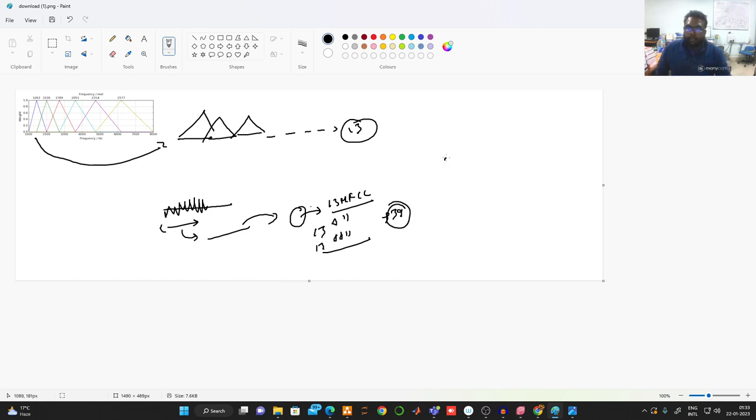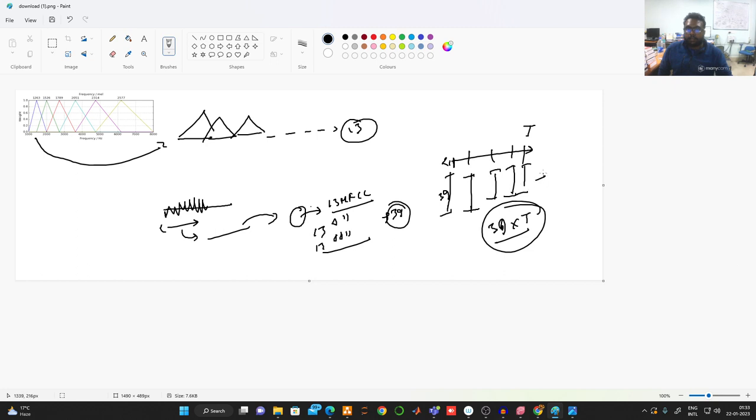Okay, now if there are a total of T frames, for each of which you get 39, so you can represent it in terms of a matrix. So it is kind of like 39 cross T. Okay, the total number of MFCC vectors we have, this is the matrix that we can represent and use to get the visualization of the MFCC.